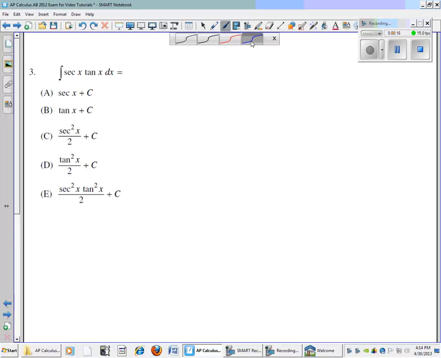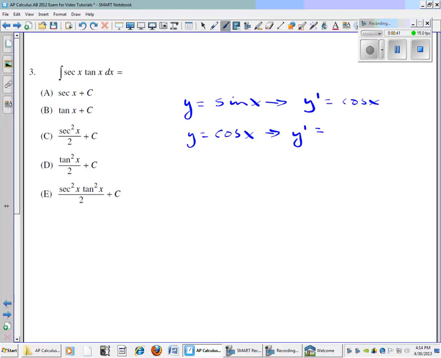One, you could think about the derivatives and think, okay, what trig function, if I take its derivative, would give me the secant of x tangent of x? And because I'm taking the integral, I'm working backwards. So we could think, okay, we know some common ones like the sine of x. Its derivative is the cosine of x. If y equals the cosine of x, its derivative is negative sine of x. The tangent function would give us, the derivative would be secant squared of x.